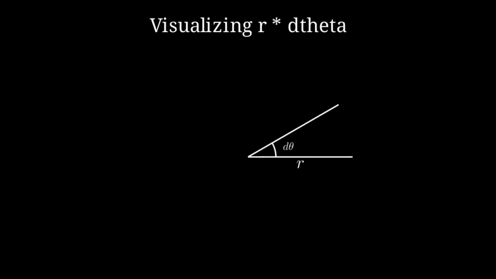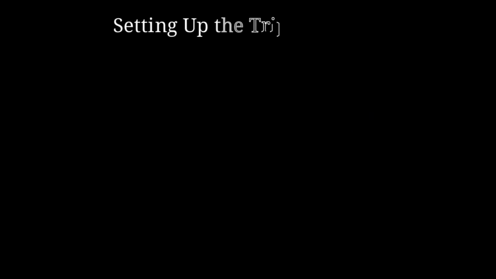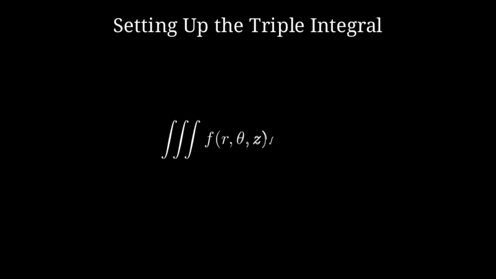You might wonder where that extra r comes from. As you move further from the origin, a small change in angle covers a larger distance. This arc length, r times d theta, ensures the volume element scales correctly with the radius. When setting up your triple integral, always remember to include the r factor. The order of integration is usually dz first, then dr, and finally d theta, though this can be changed depending on the complexity of the bounds.